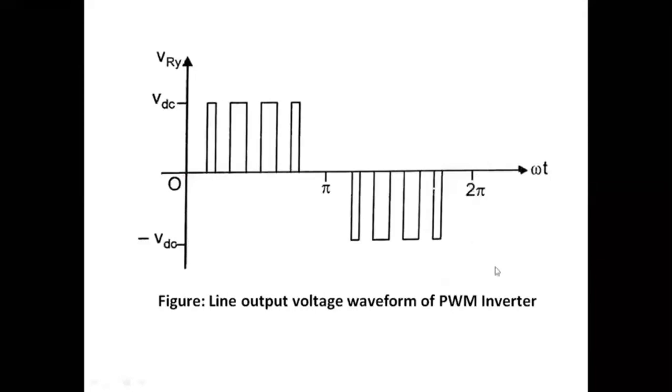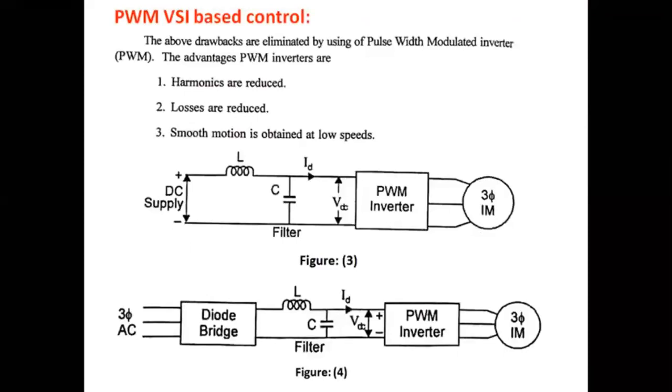That means when the VSI is operated in PWM inverter mode, it will produce variable output voltage and also variable frequency. So a pulse width modulated inverter, PWM inverter, is capable of controlling voltage and frequency. There is no external control required. That is what we are saying.